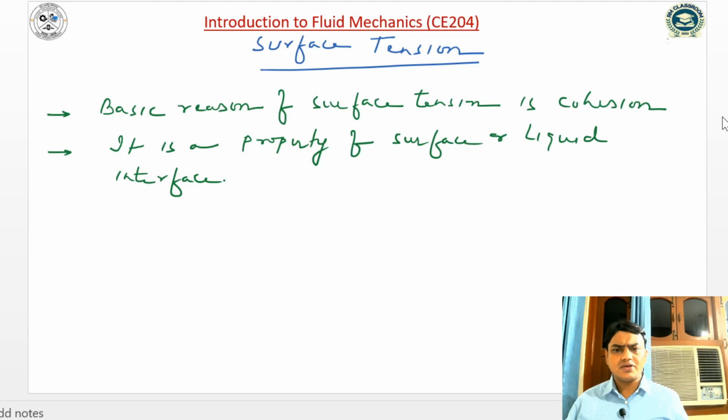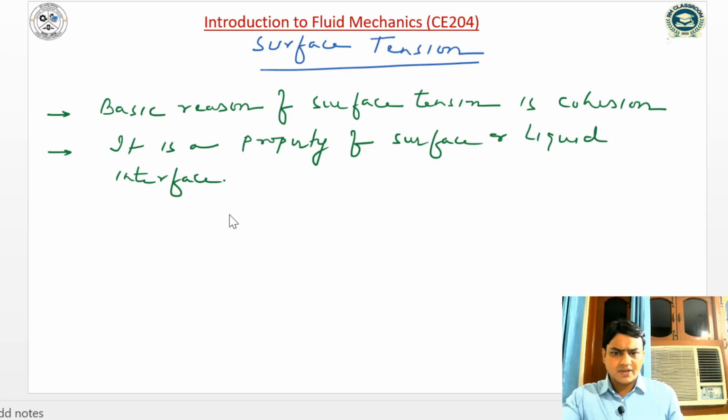So surface tension: the basic reason for surface tension is cohesion, or cohesive force, and it is a property of the surface or liquid interface. Let us take an example. A very simple example: if you put water in a bucket, at the surface, we can say that different water molecules are present.